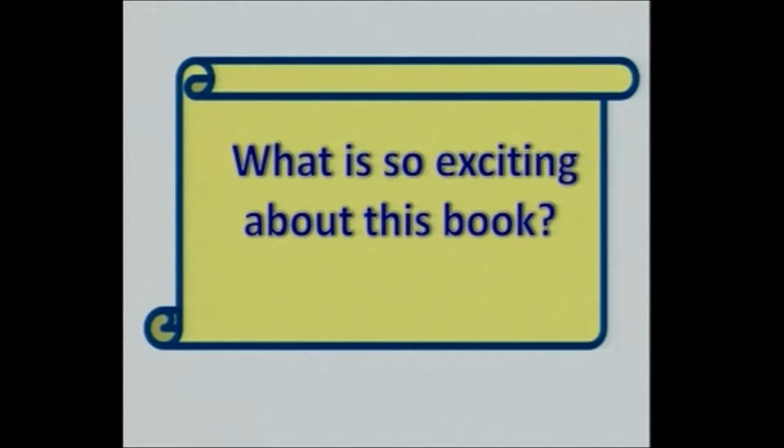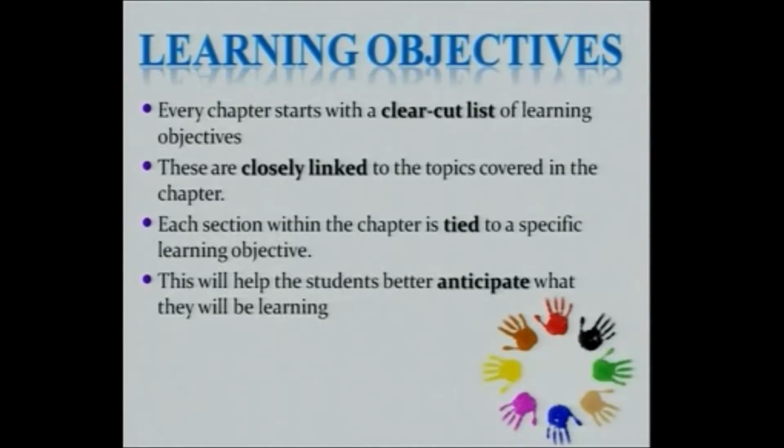So, we ask ourselves the next logical question: what is so exciting about this book? Learning objectives. One of the interesting features of the third edition is that every chapter starts with a clear-cut list of learning objectives, which are closely linked to the topics covered within the chapter. Each section within the chapter is tied to specific learning objectives. Why is this important? This will help the student better anticipate what they will be learning within the chapter.